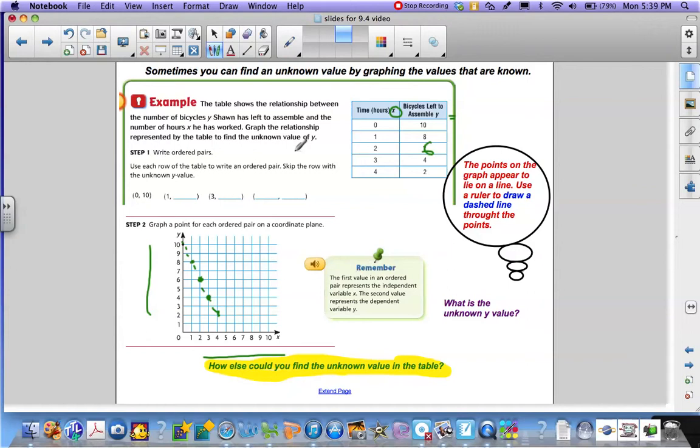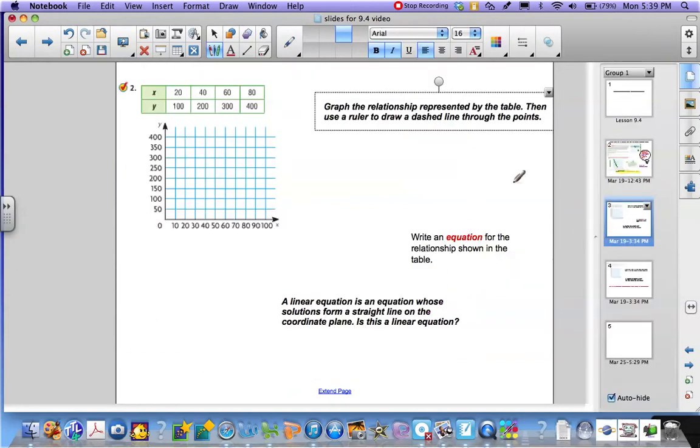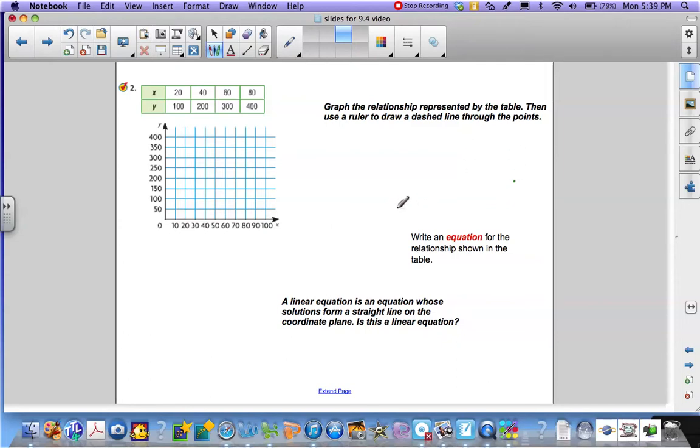All right, let's look at another example. Again, we're going to graph the relationship represented by the table. You can represent relationships with tables, equations, and graphs. So what you really have in this table here are ordered pairs. Remember, ordered pairs are always in x, y form.